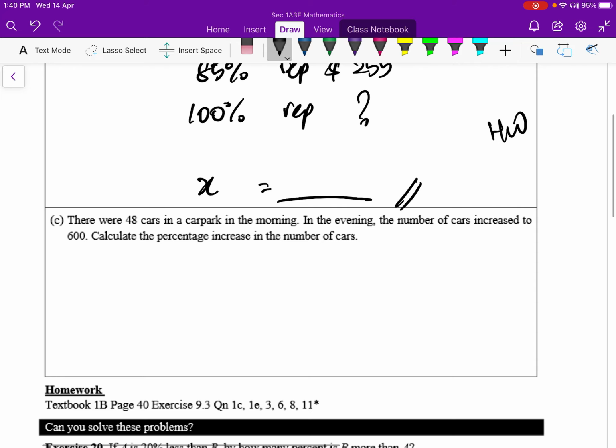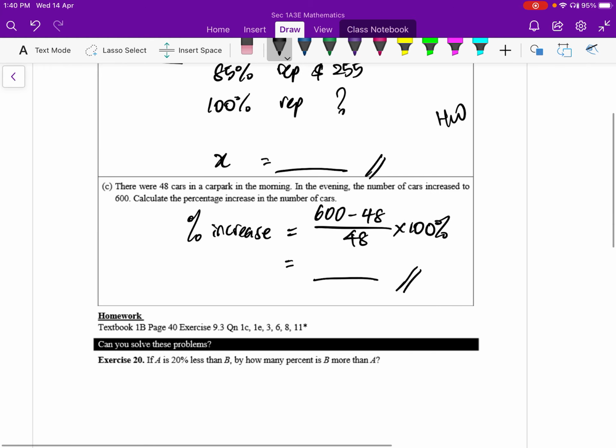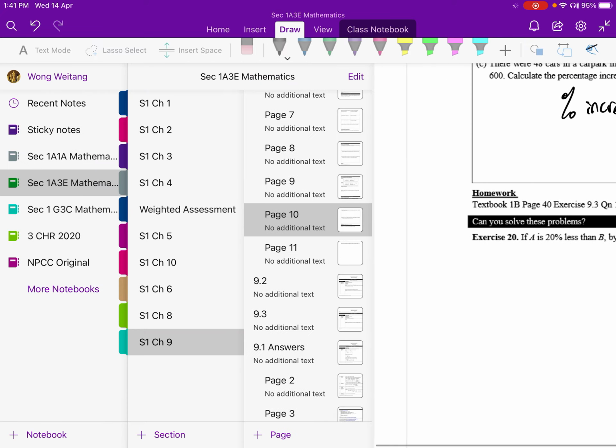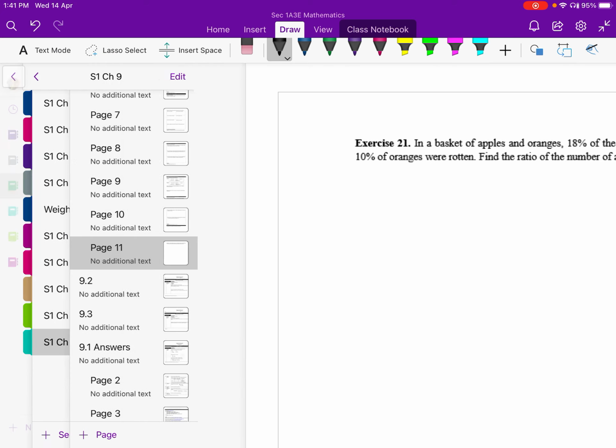Part C, there were 48 cars in the morning. In the evening, the cars increased to 600. So find the percentage increase. Okay, percentage increase will be the increase in value. What? From 48 to 600? 600 minus 48 divided by the original times 100%. Get the answer. Is that all? Oh, still have. Okay, finish this out of notes as your homework.